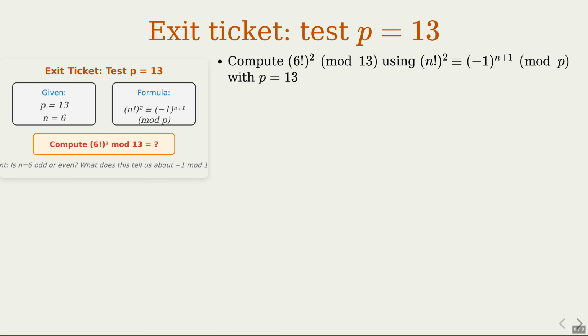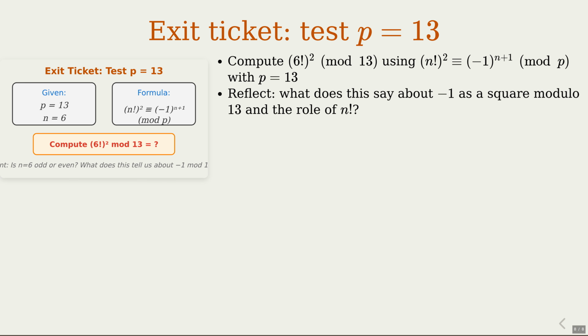For p equal to 13, we have 2n plus 1 equal to 13, so n is 6, and our identity says that 6 factorial squared is congruent to negative 1 to the power 7 modulo 13. Negative 1 to the 7th power is just negative 1, so 6 factorial squared is congruent to negative 1 modulo 13. Exactly, so without expanding any factorials, we have the answer. 6 factorial squared is congruent to negative 1 modulo 13.